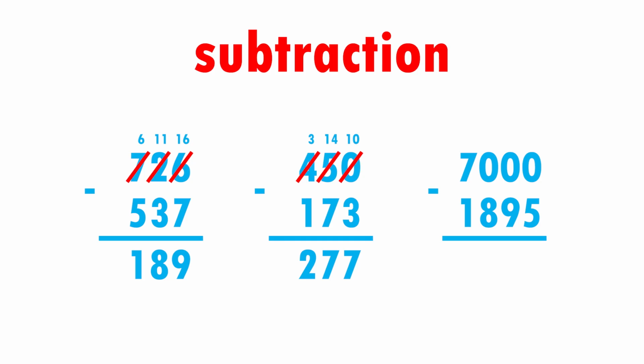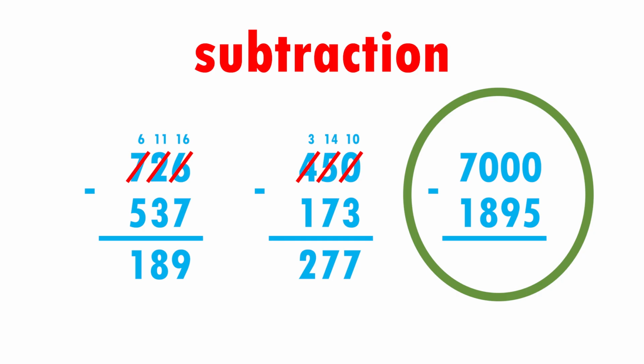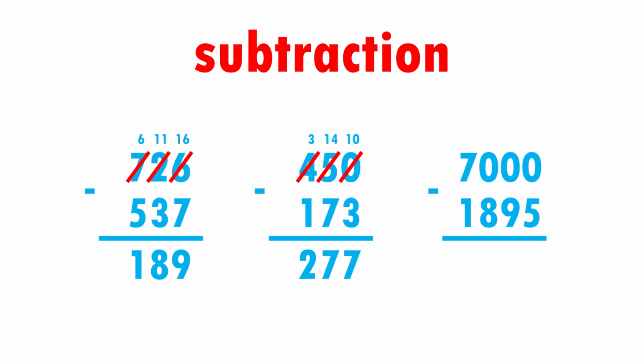Super easy, right? Lastly, let's subtract 1,895 from 7,000. Starting from the ones, we can't subtract 5 from 0. The tens digit is also 0, and the hundreds digit is 0 as well. Here's what happens, so pay close attention. We borrow from the thousands. The 7 becomes 6, and the first 0 becomes 10. This 10 lends 1 to the next 0, turning it into 10, while the first 10 becomes 9 because it lent 1. The second 10 then lends 1 to the last 0, turning it into 10. And the second 10 becomes 9 because it lent 1.